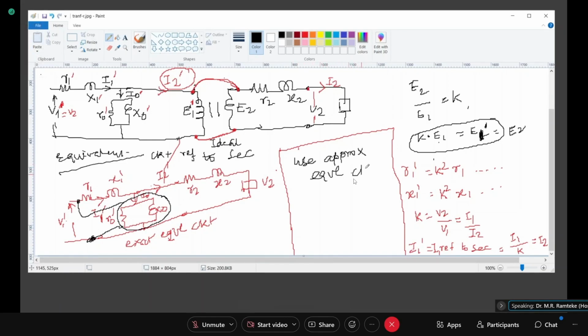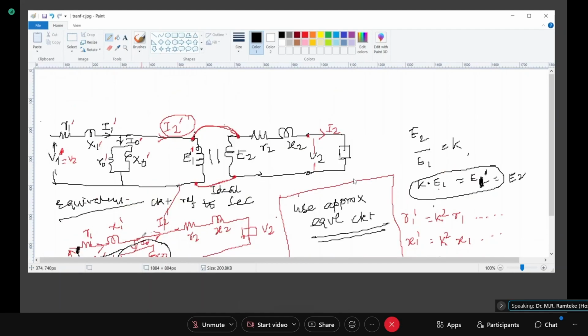Using the approximate circuit, how will I connect this? Remove the no load branch. You can call this a no load branch, and we'll shift it to this point. Some error will be introduced. The calculation won't be exact. There will be some error, which is 1 or 2%. But when I shift this to this point, I get the approximate equivalent circuit, and it saves a lot of time. So I can redraw the approximate equivalent circuit. It will be something like this.